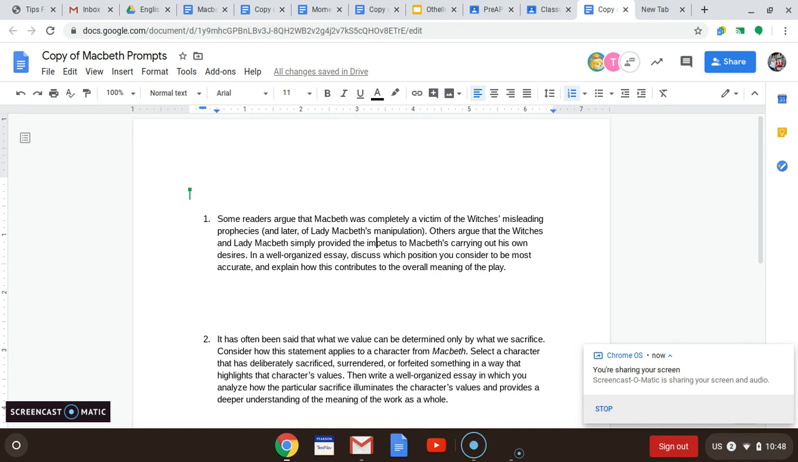But when I say pick a prompt, I need you annotating the prompts to really see which one you could write about. So I'm going to do a little demonstration of this on this screen. First of all, once you open the prompts, some of you requested access. I went in and made those where you could edit them. Okay, so you need to make a copy for yourself of these prompts.